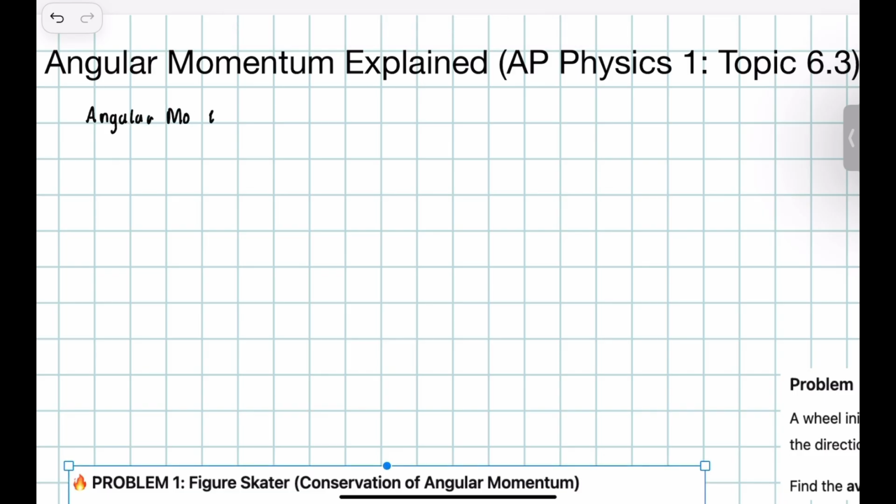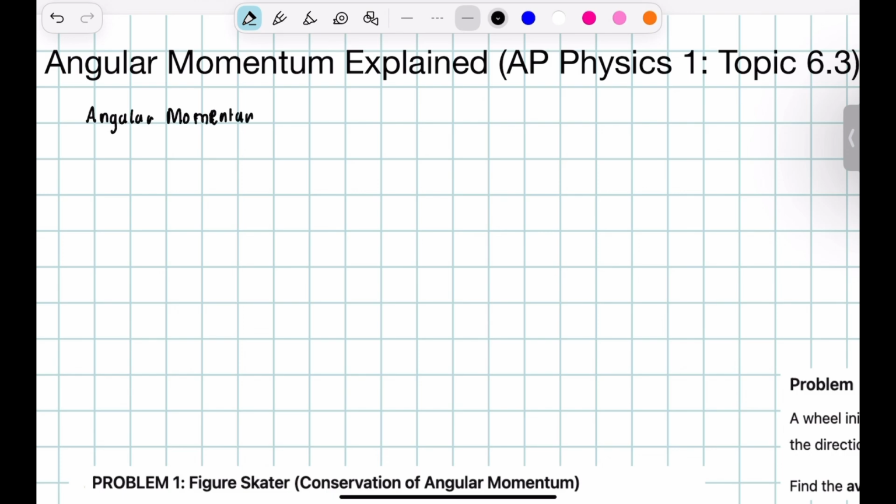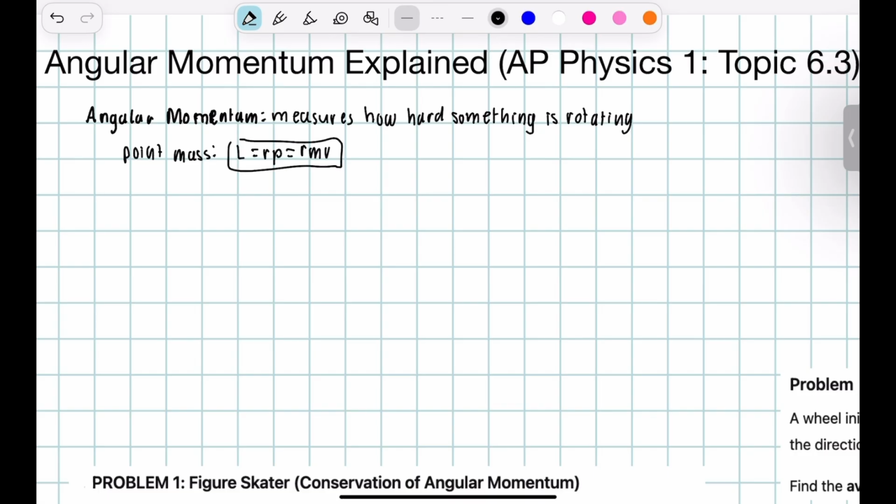Angular momentum measures how hard something is rotating. So, for a point mass, we have the general form L equals r times p, and p, which is momentum, is just equal to mv, so you can rewrite it as the simplified form.